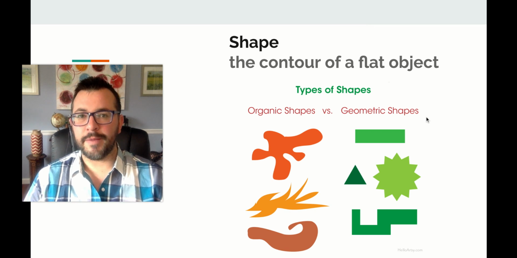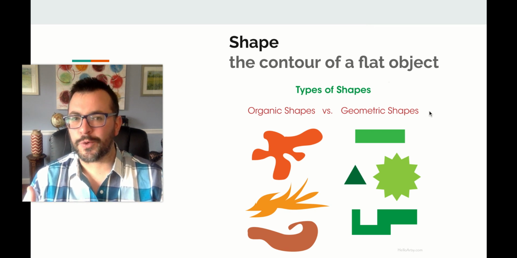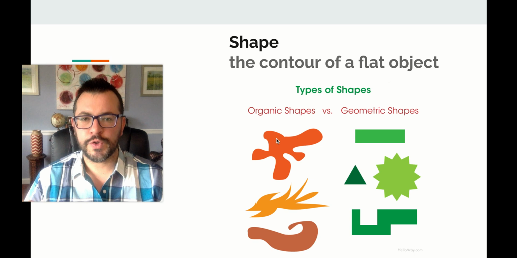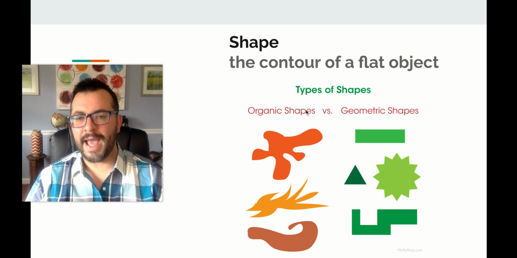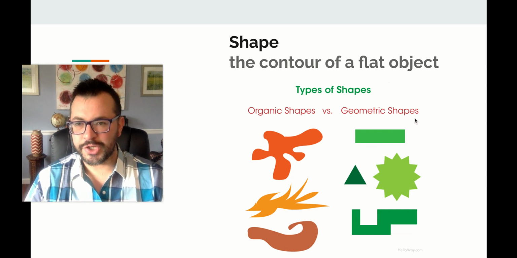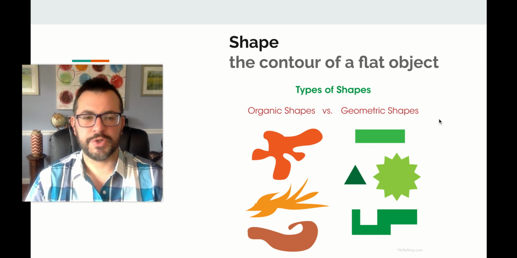So the next element of art is shape, and that's the contour of a flat object. Now, contour means the edge. So there are lots of different types of shapes. The two biggest ones are organic shapes and geometric shapes, and there's a modified geometric shape also.